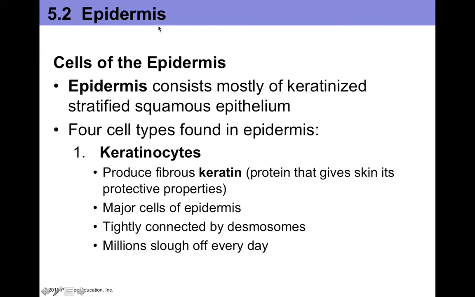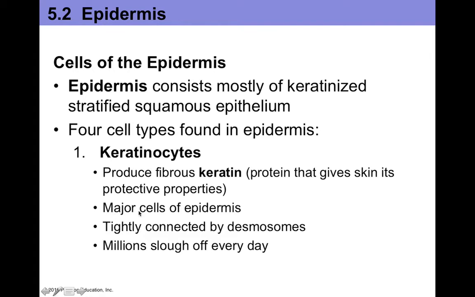Okay, in this video we're going to go into more detail on the structures and functions of the epidermis. Remember, the epidermis is the superficial layer of skin, and it's an epithelial tissue, specifically keratinized stratified squamous epithelium. It makes sense that it's stratified squamous because it's protective in that regard, and it makes sense that it's keratinized because keratin is actually a really tough fibrous protein that gives skin its protective properties.